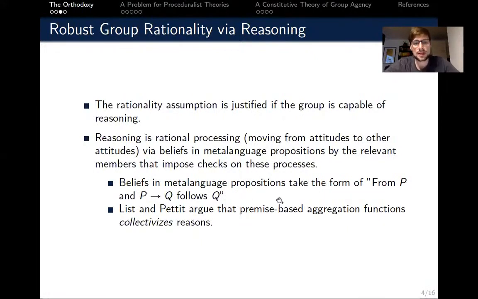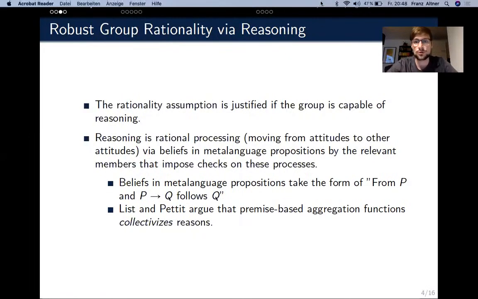Now, if groups can have aggregation mechanisms with which they can form these meta-language propositions, then they count as reasoning, and reasoning groups can robustly satisfy the rationality assumptions.